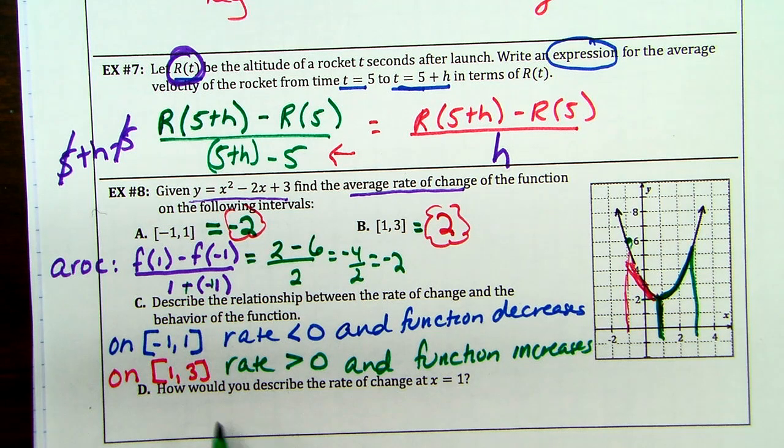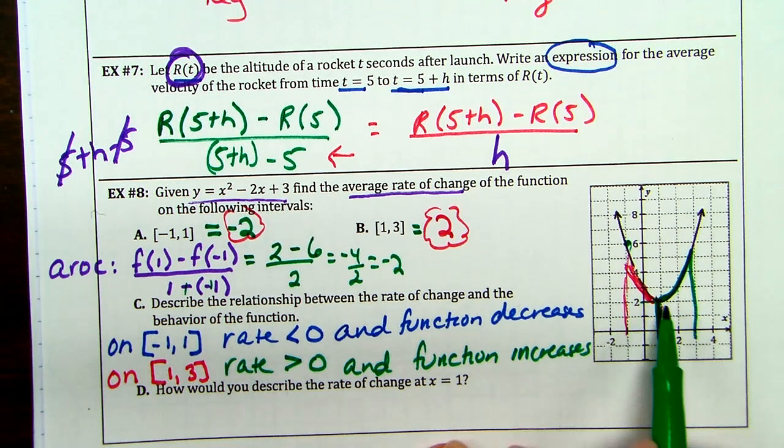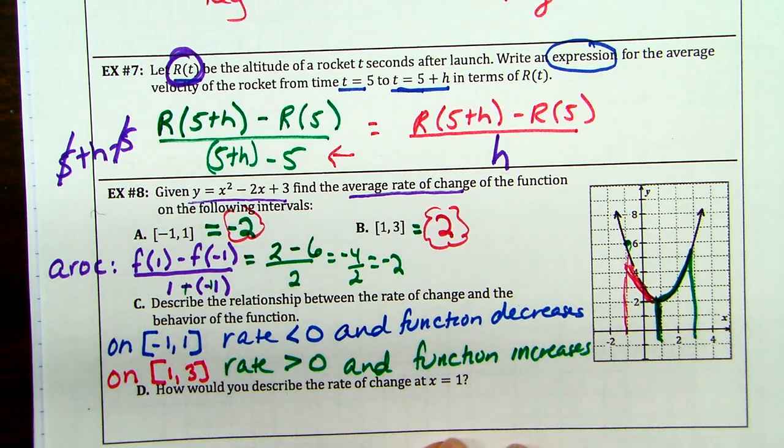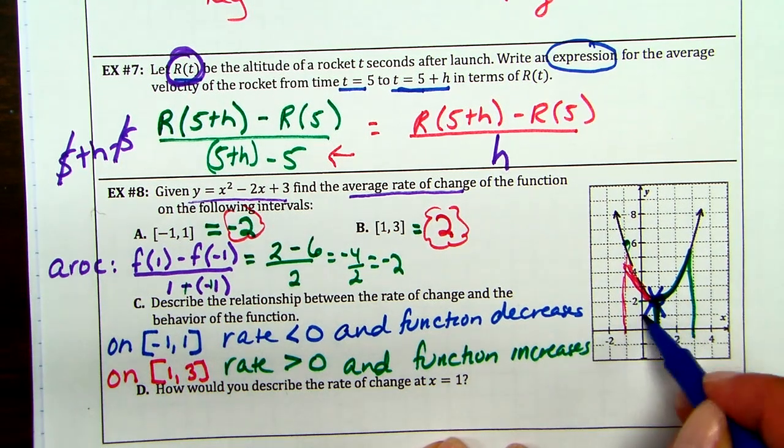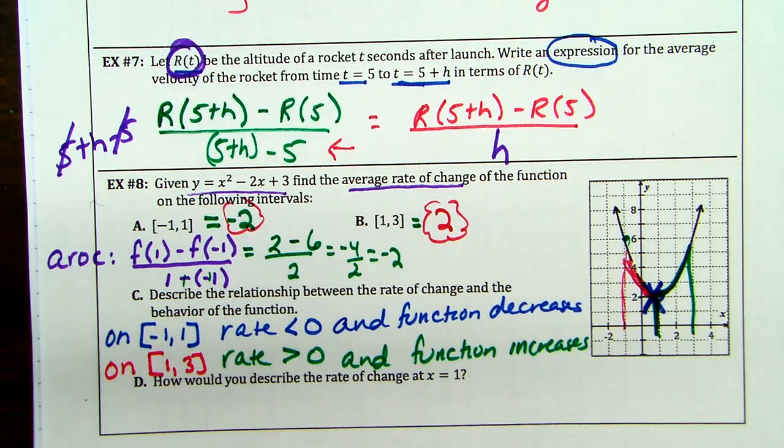Last part of this one, how would you describe the rate of change at x equals 1? So now that I've written all over this, x is 1 is right here. So I'm going to put a big X there. Is that decreasing or increasing at x is 1? The answer is neither. That's where your turning point happens, right? A turning point is where you change from decreasing to increasing. You're neither decreasing or increasing. That's your change of direction.